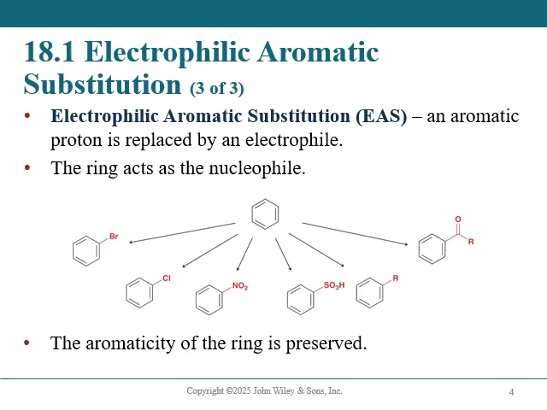The ring will be acting as a nucleophile, in which case you have a few examples here. You can add halogens, for example, nitro groups, among others. The aromaticity of the ring is preserved. That's the key concept involving electrophilic aromatic substitution reactions.